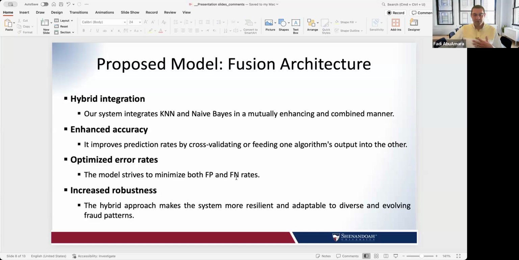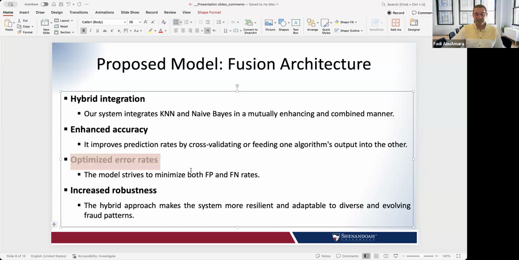How? It aims to improve the prediction rate either by cross-validating or by feeding one algorithm's output as input to the other algorithm. We speak about optimized error rates. The model now strives to minimize both false positives, which means legitimate transactions are flagged as fraud, and also reduce false negatives, which means actual fraud transactions are missed.